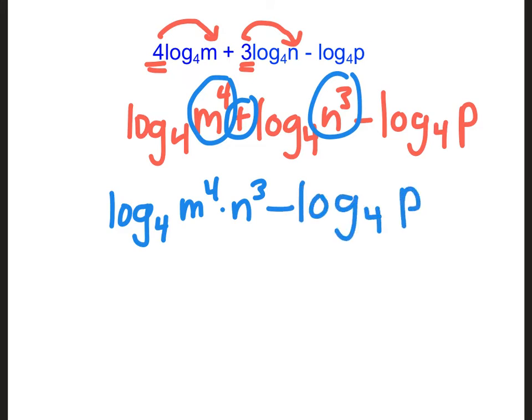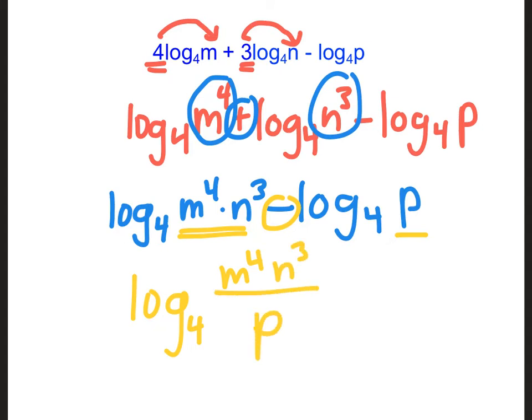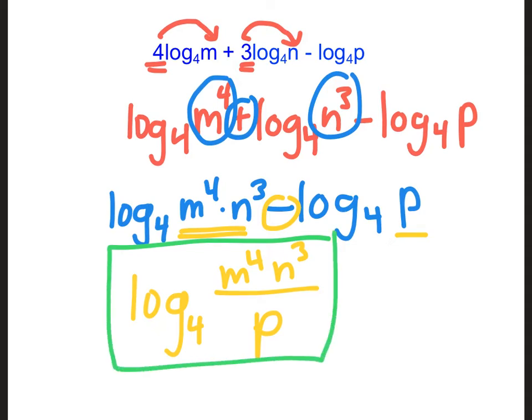Now the last thing I'm going to look for is the quotient rule. Remember, we can use the quotient rule if there's a subtraction sign in the middle, and that means that we're going to make it a fraction. The first part is going to go on top, the second part will go on bottom. So I have log base 4 of m to the power of 4 n cubed, all divided by p. Again, we're just working backwards from what we did yesterday to simplify our equation and condense it down.